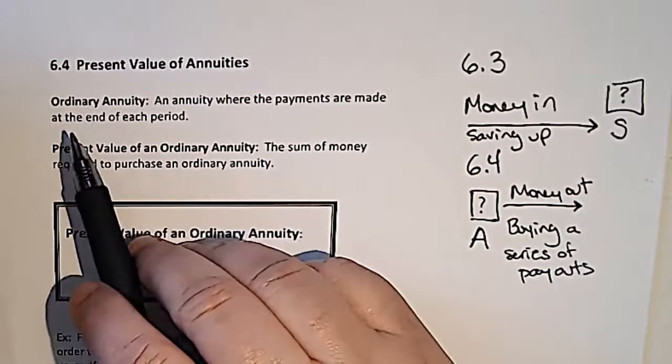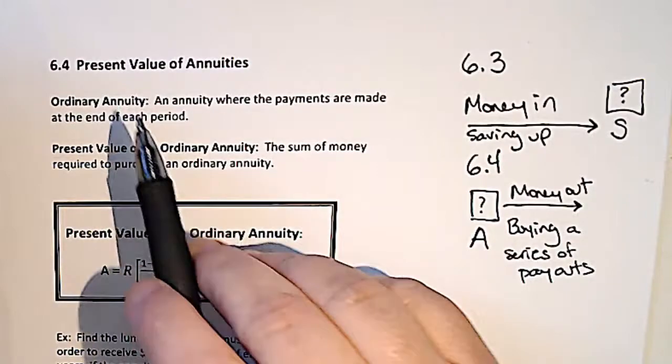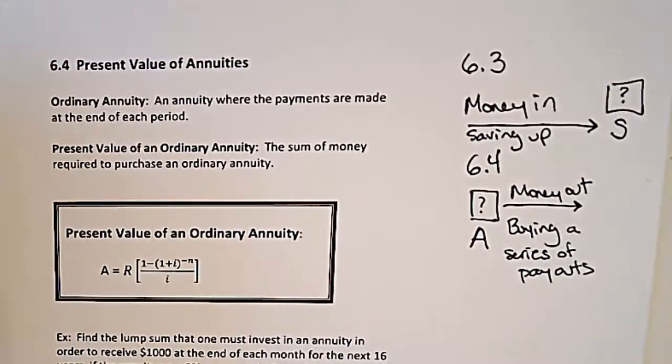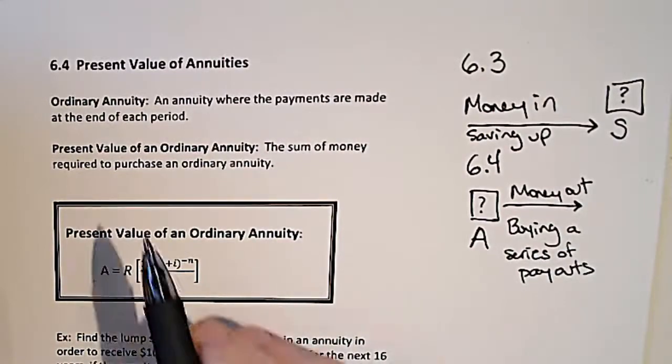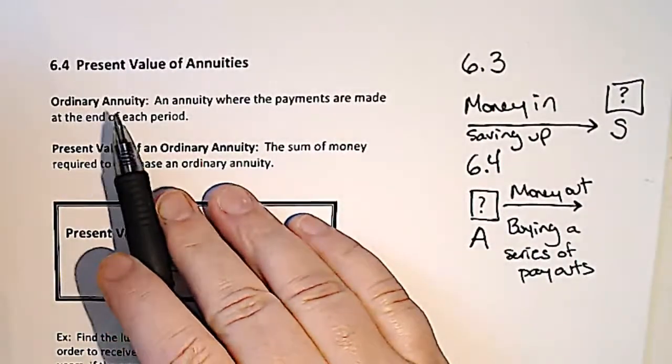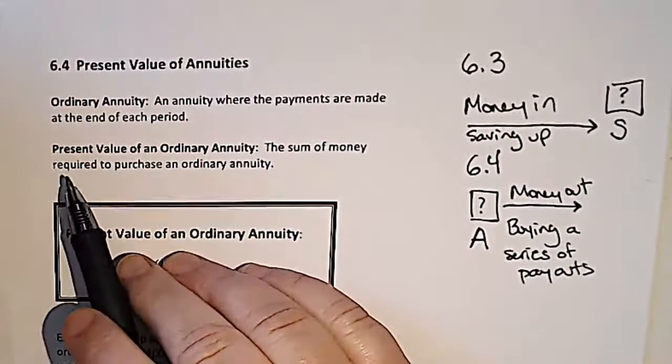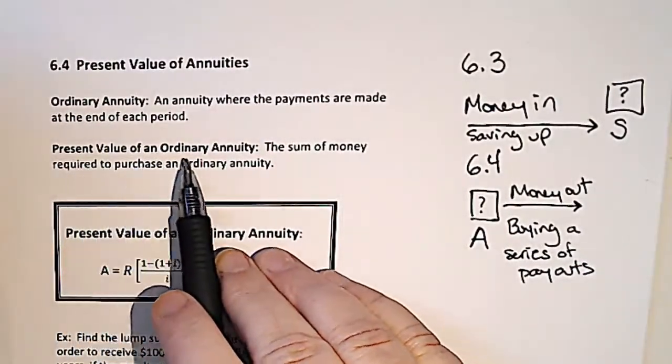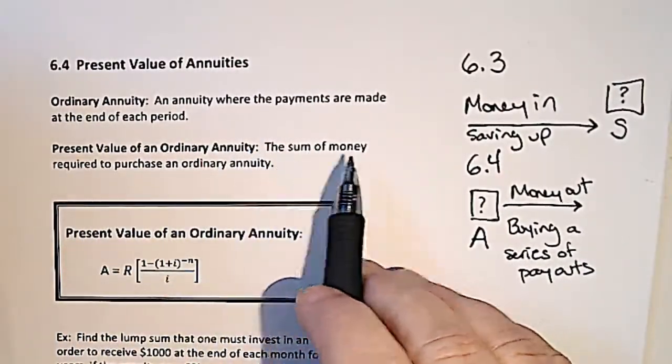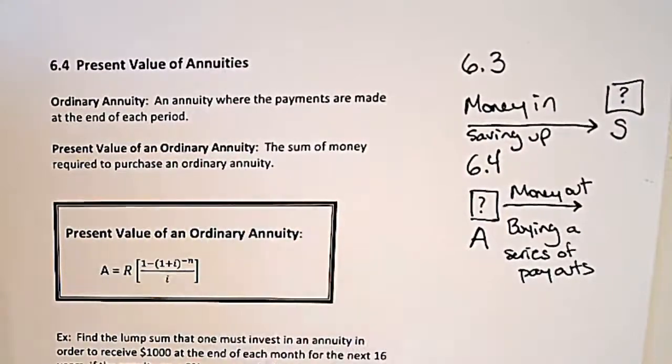So we're going to go back to an ordinary annuity. Remember, an ordinary annuity is an annuity that pays out at the end of every period. In 6.3, we talked about an annuity due. If you hear the word annuity due, that means it's at the beginning, but we're going to be talking about the end. So that's the first thing. The present value of an ordinary annuity is the sum of money required to purchase an ordinary annuity, or the value of that annuity.